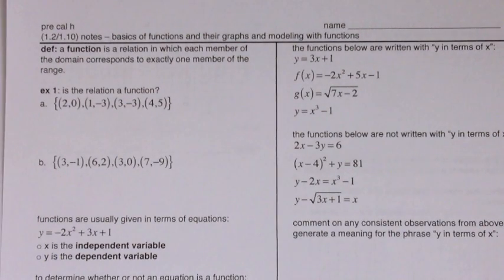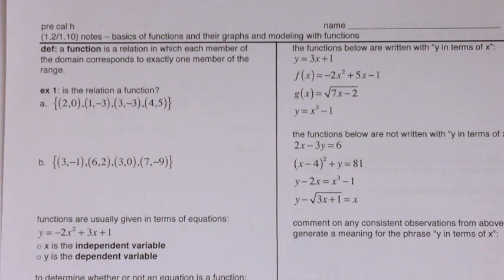So let's take a look at this. The real official definition of a function is that each member of the domain, which keep in mind is the x values, corresponds to exactly one member of the range. So you cannot have a situation where a number x is going to two different y values.